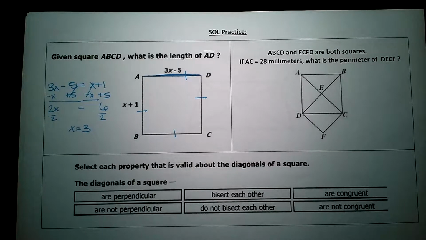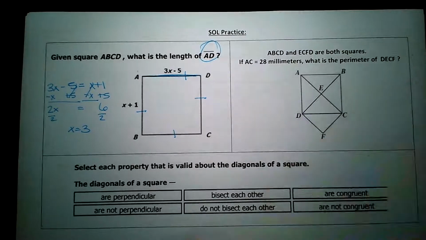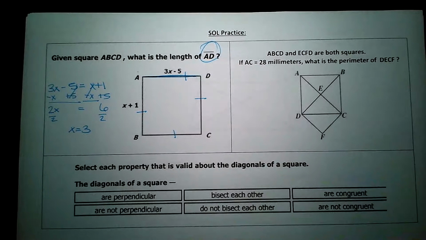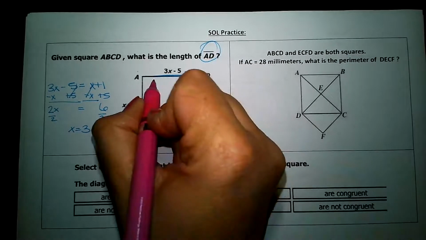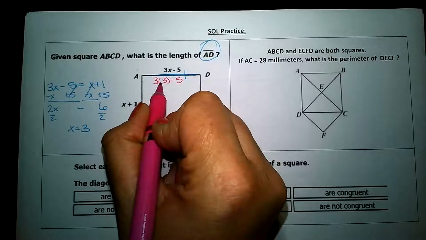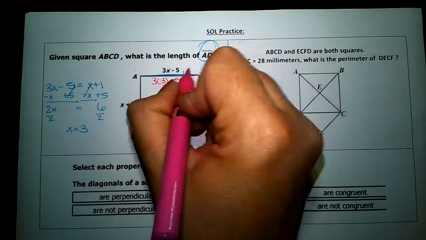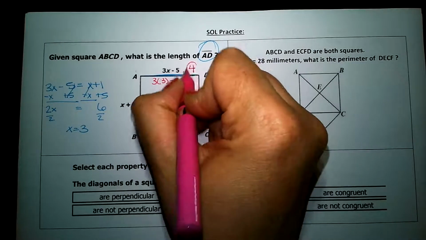Okay, you can check out my work. I got x equals 3, but I'm not circling that. Go back to the question. What's the length of AD? So we have to plug in. 3 times 3 minus 5. 3 times 3 is 9. 9 take away 5 is 4. So the length of AD is 4.